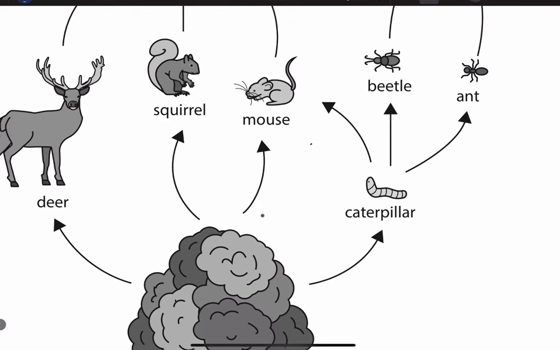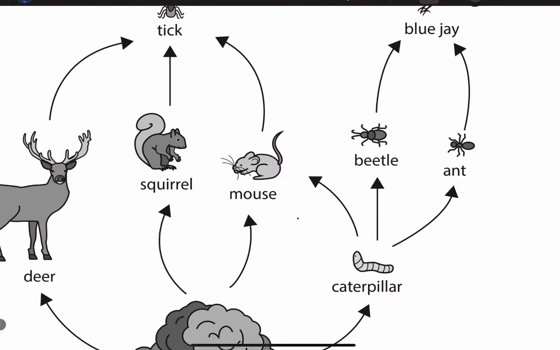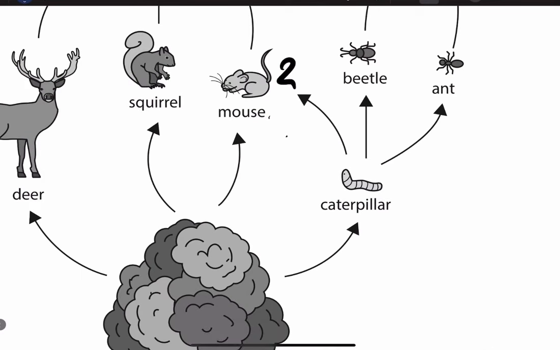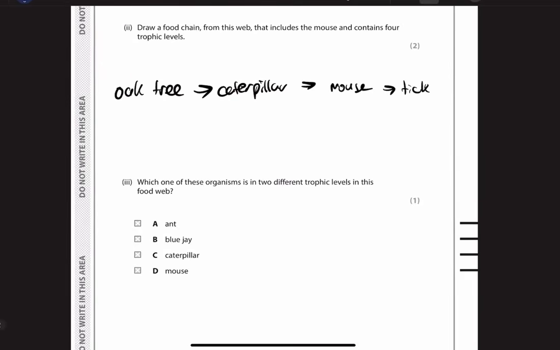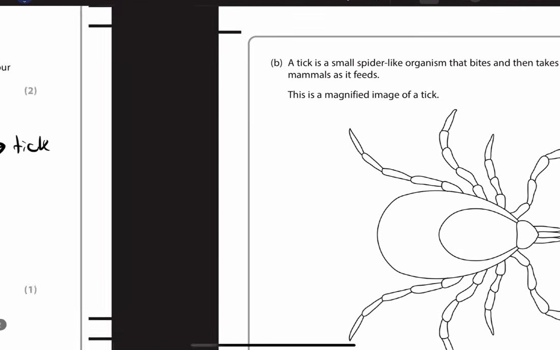See, in this food chain of oak tree, mouse to tick, mouse is at trophic level 2. But if we take the one we just did, which is the caterpillar, mouse to tick, mouse is at trophic level 3. So it has 2 different trophic levels. So our organism is the mouse.